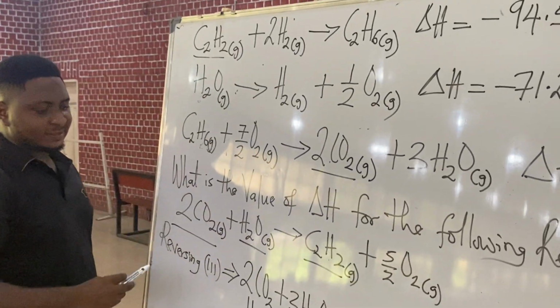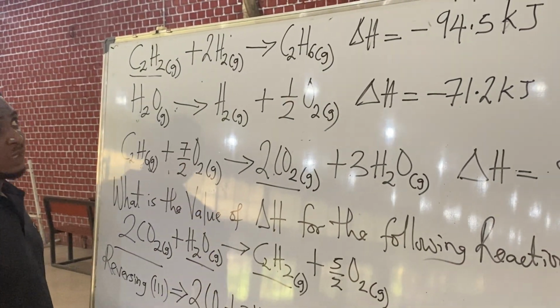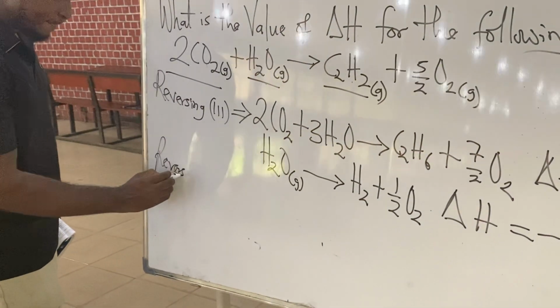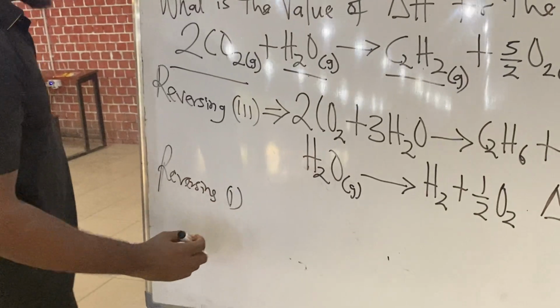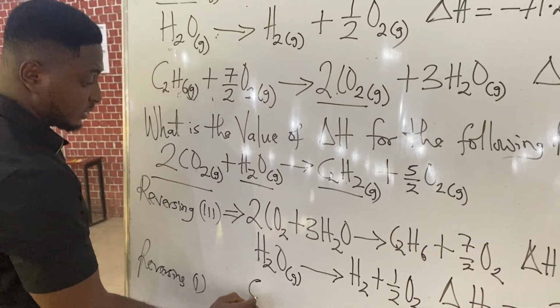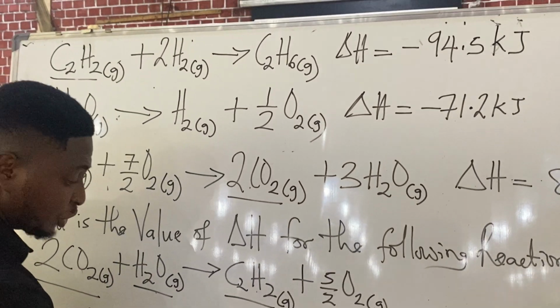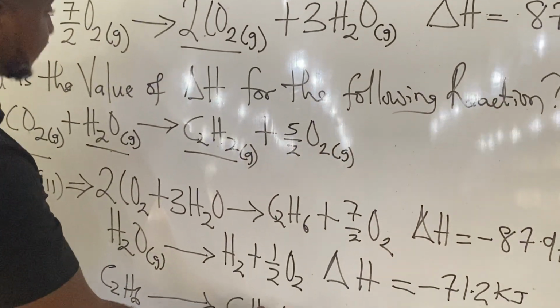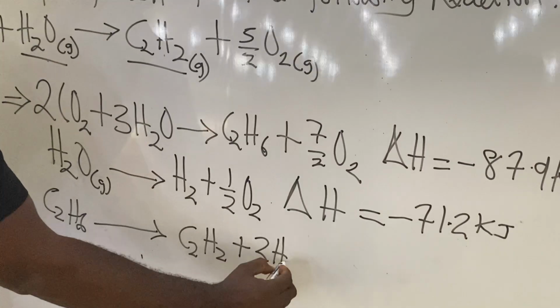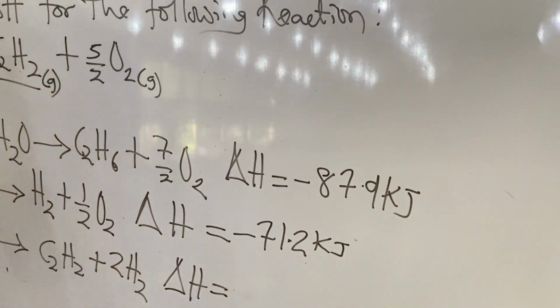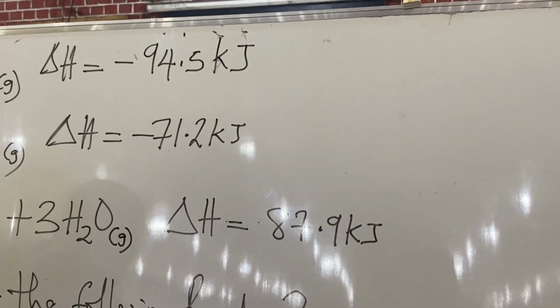Let's reverse this. Reversing this equation, what are we going to have? To give C2H2 plus 2H2. When you reverse an equation, what happens to the enthalpy change? It becomes negative.